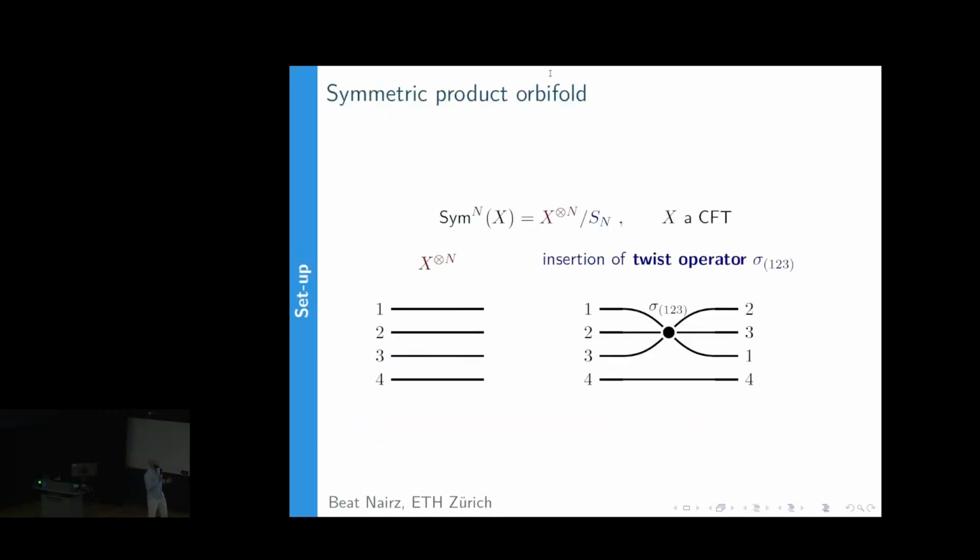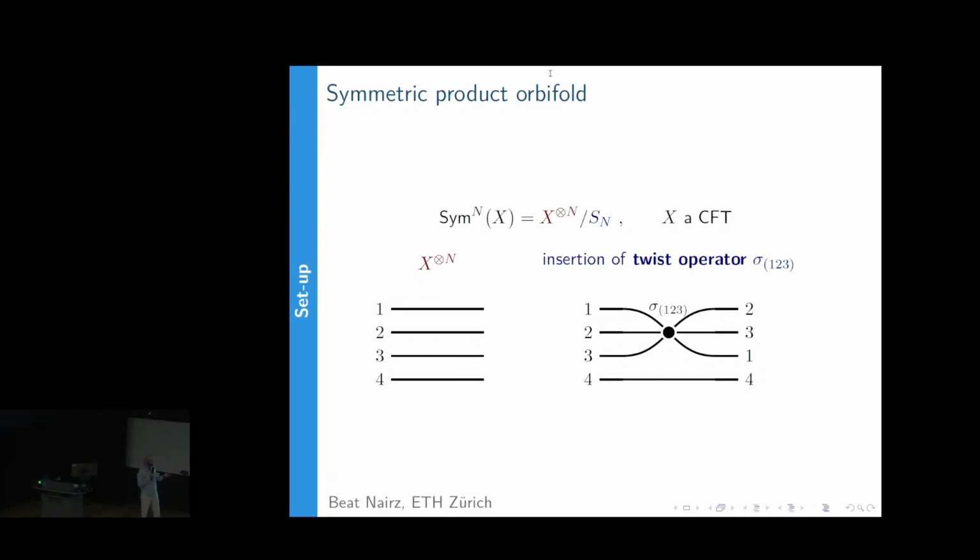So when you take a CFT X, its symmetric product orbifold is obtained as follows. You take the CFT X n times, signified here by the lines, and then you mod out by the permutation group action. Concretely, what this means is that in this CFT there are local operators called twist operators which implement a permutation action. So if you put the sigma here at this point and you read this diagram from left to right, you see that it implements the 1, 2, 3 cycle.